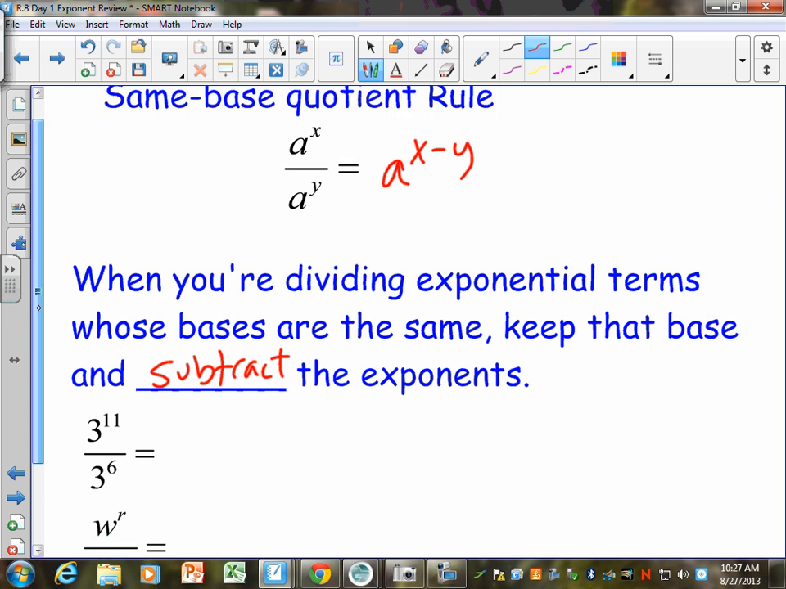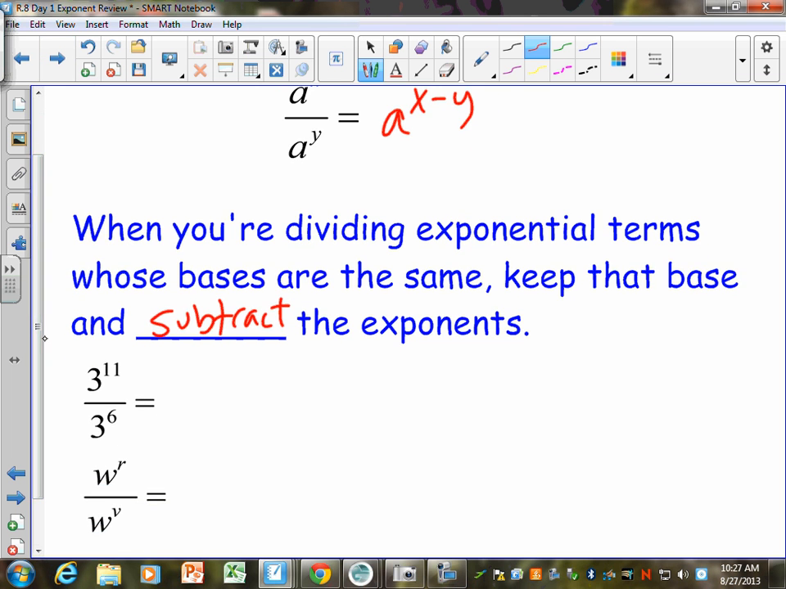So I put a few examples here, like 3 to the 11th over 3 to the 6th. You could just cancel out 6 on the top and 6 on the bottom, or 11 minus 6 gives you 3 to the 5th left over. Again, notice the base stays the same, you subtract the exponents. We could even do one with all letters. W to the R over W to the V is W to the R minus V. You would just write it like that.